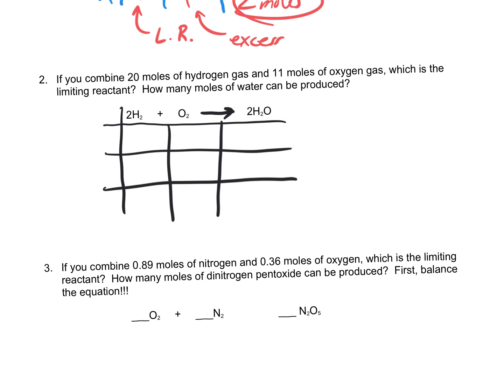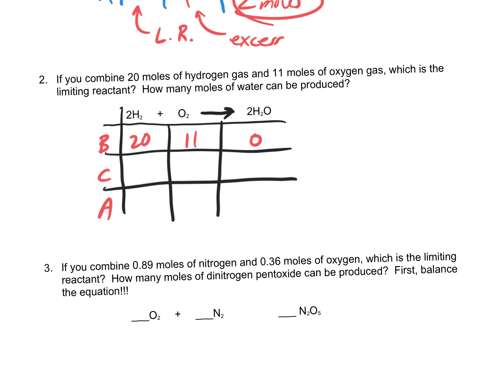There isn't really that much different about what we're doing here. It's just we're not being told explicitly which reactant is in excess. So I'm going to write down the things that I'm given. It says that I'm starting with 20 moles of hydrogen and 11 moles of oxygen. Okay? And before we start the reaction, I don't have any water made yet.